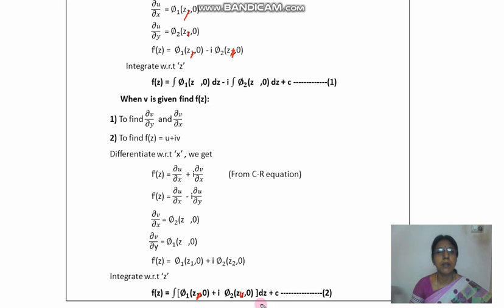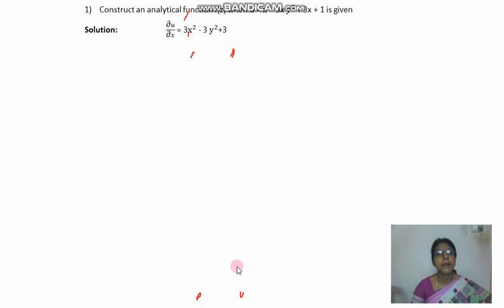Now we see the problems. Construction of f of z. First, when u is given, use formula 1. Remember pi 1, pi 2: pi 1 is dou u by dou x, pi 2 is dou u by dou y. So now we have seen the formulas. Using these formulas, now we see the problems. Okay, see the first problem. Construction of an analytic function f of z when u is equal to x cube minus 3xy square plus 3x plus 1 is given. Okay, see the solution.